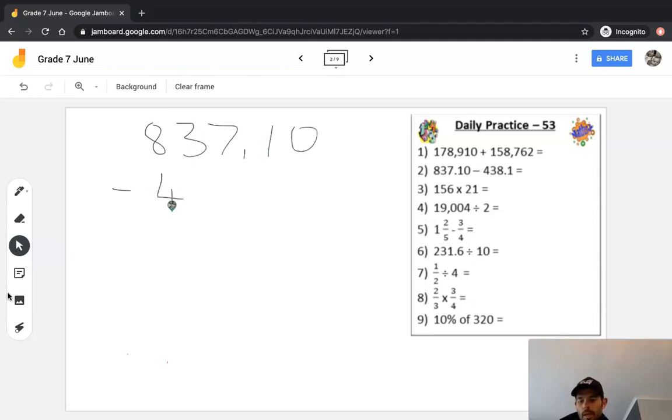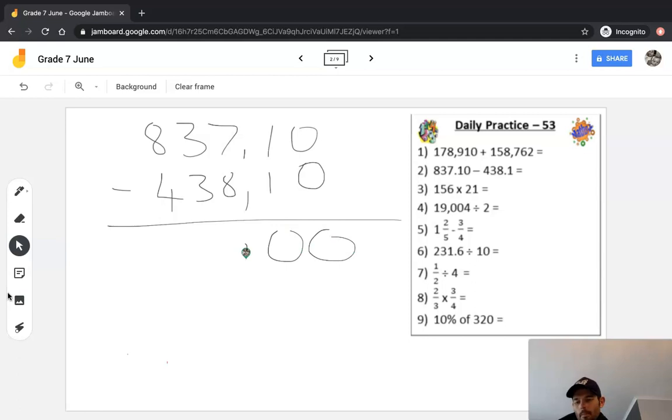So subtraction next. And the first thing I'm going to do to 438.1 is just to add another 0 there. So we have the equal amount of numbers in both the top number and the bottom number. So it's just a bit visually easier to have a look at and understand. We know 0 minus 0 is 0. 1 minus 0 is 0. Decimals line up. Borrow as always when we need to.